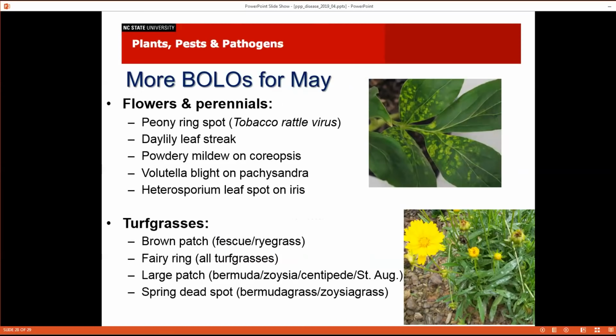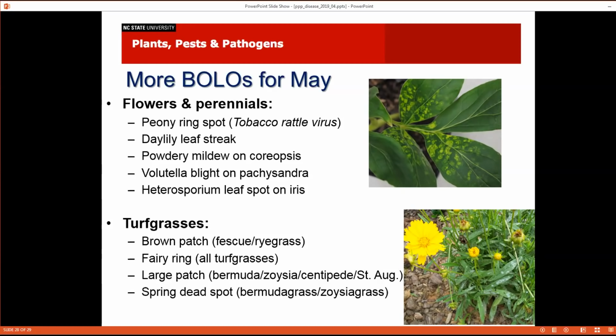Flowers, of course, it's the perennials really that are the most prevalent at the moment. Annuals, summer annuals are maybe just getting started or not quite yet. But in some of these perennials, we can get the peony ring spot caused by tobacco rattle virus, either rings or oak leaf patterns, as you can see here in the picture on the right.